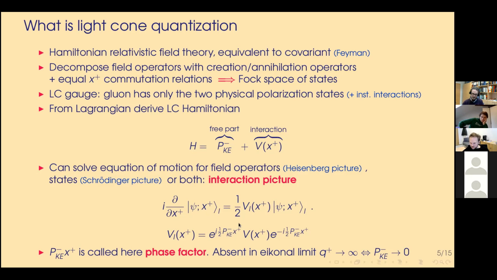The interaction picture interaction Hamiltonian is given by the original interaction in your original Hamiltonian, and then an additional time dependence given by the free part of the Hamiltonian. This part we call phase factors here, so that the interaction term gets rotated in as you go forward in time by the free part of the Hamiltonian.